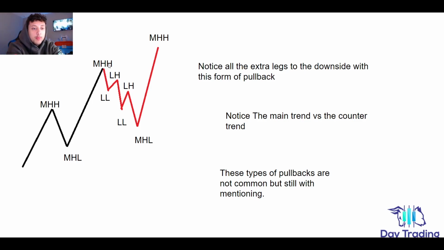We have our main higher high point. And notice how we have a lower low, then a lower high, then a lower low, then a lower high. Then we have our major higher low point, and then we have our major higher high point. But notice how within this big bullish trend, we have a little bearish trend. Notice all the extra legs to the downside. This is the form of a breather pullback. Notice the main trend versus the counter trend.